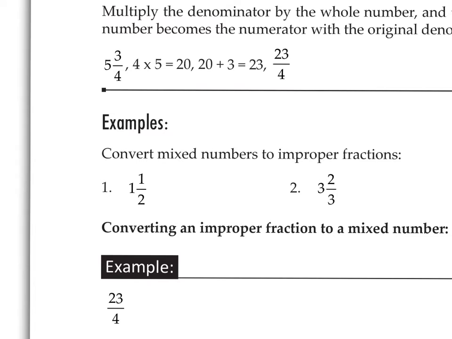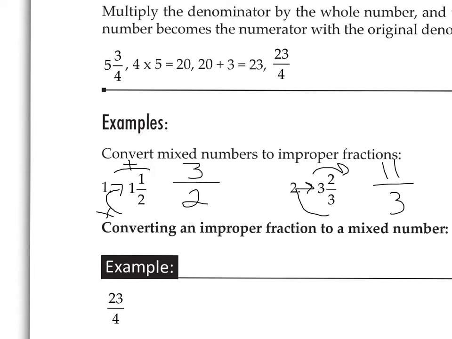So we can practice here a little bit. Multiply. 2 times 1 is 2, plus 1 is 3. That's the numerator. The denominator stays the same, so this is 3/2. Multiply. 3 times 3 is 9, plus 2 is 11. The denominator stays the same. So that's converting a mixed number to an improper fraction.